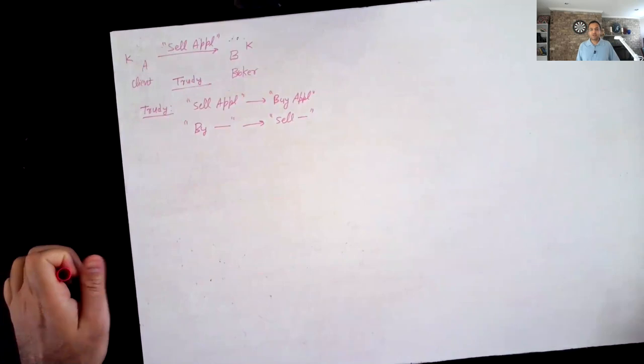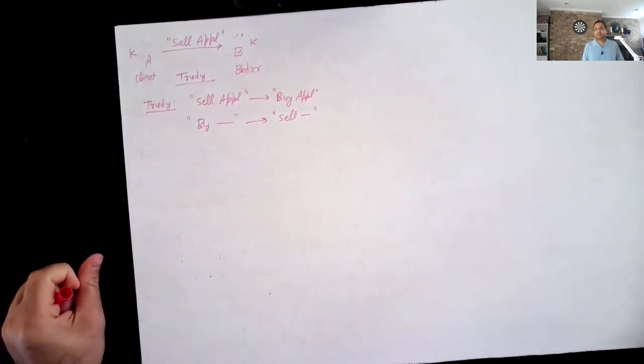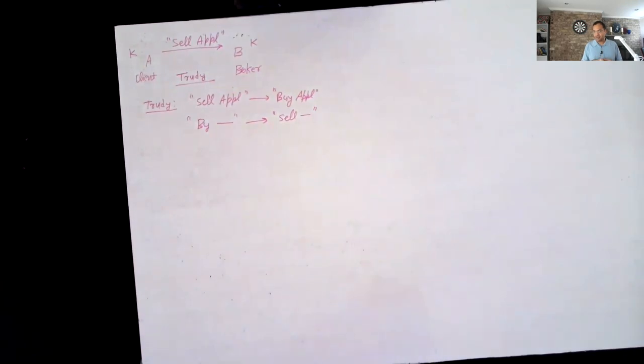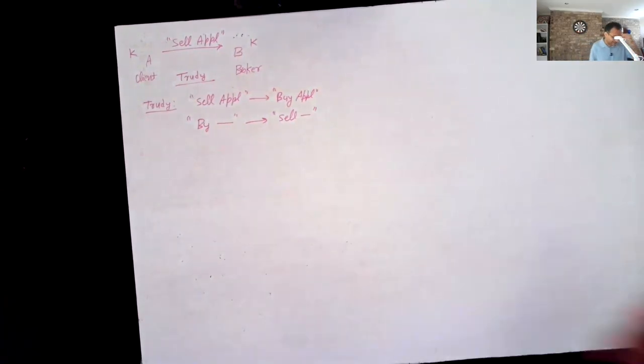And of course, Trudy has no idea what the secret key is, right? And they are using one-time pad. So is this possible in one-time pad? Any ideas and why? How can you do this? Just XOR buy Apple and sell Apple. Yeah, exactly.